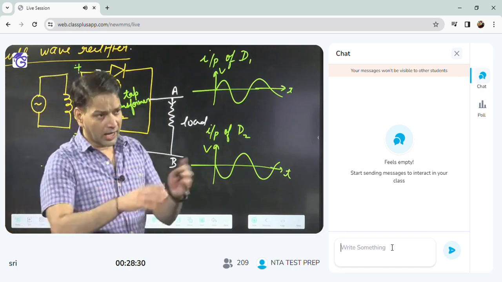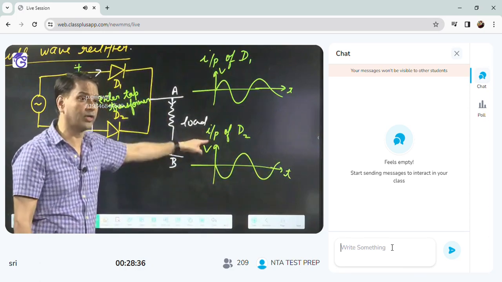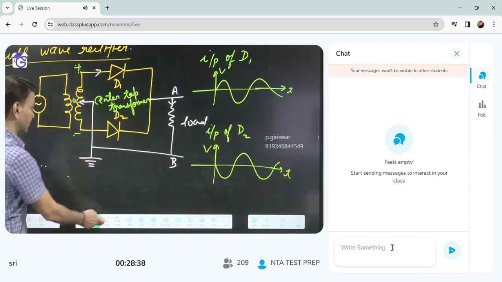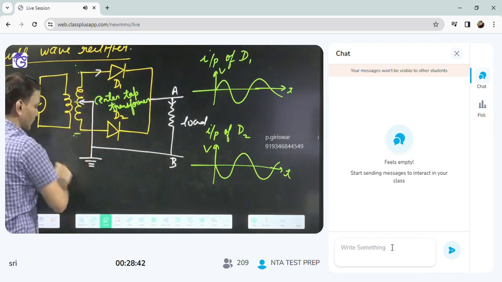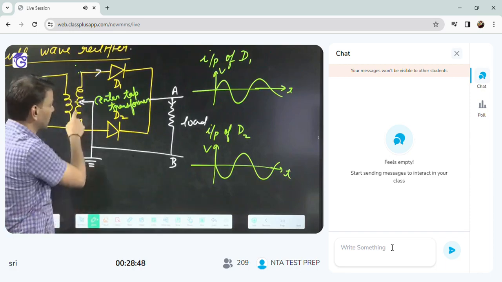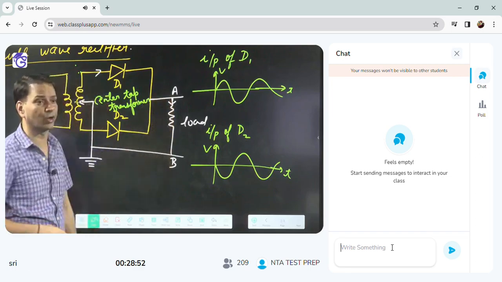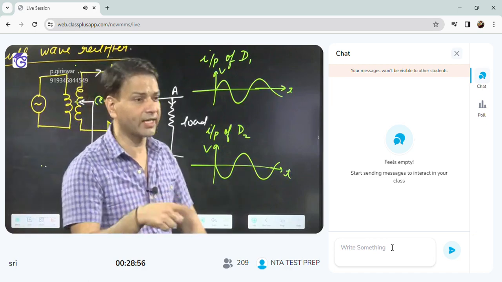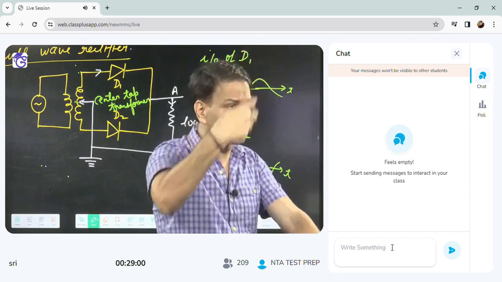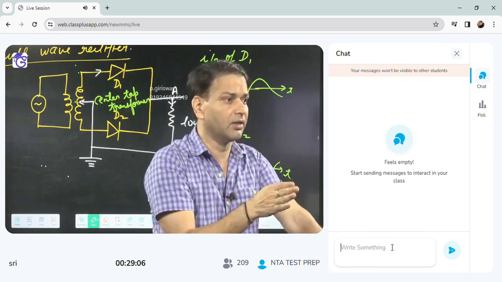Now in the next cycle, what will happen? D1 will get the negative cycle and D2 will get the positive cycle. D1 is in reverse bias and D2 is in forward bias. When D2 is forward biased, current will go from here. Again, current will flow from A to B. So in the second half, the current flows due to D2, and we can see the current in the load we are getting from A to B for both cycles.